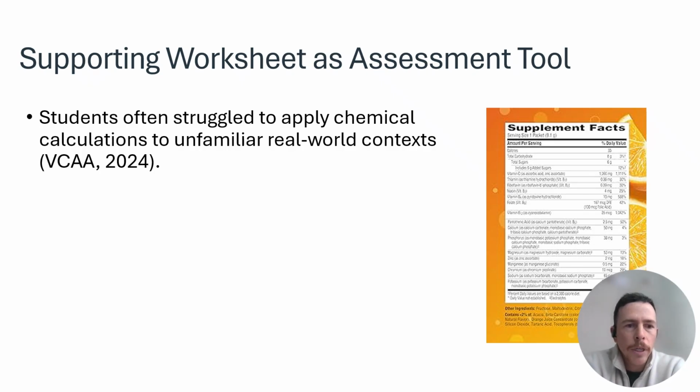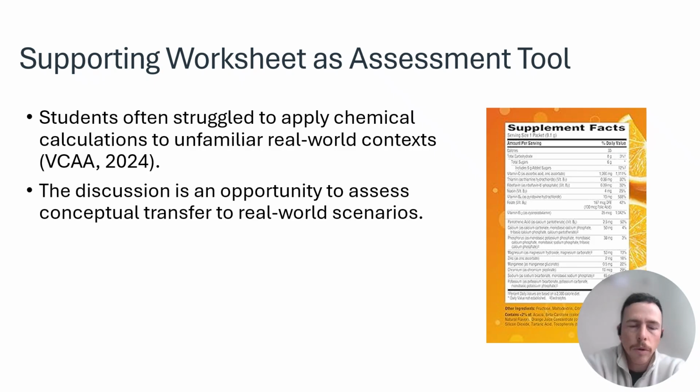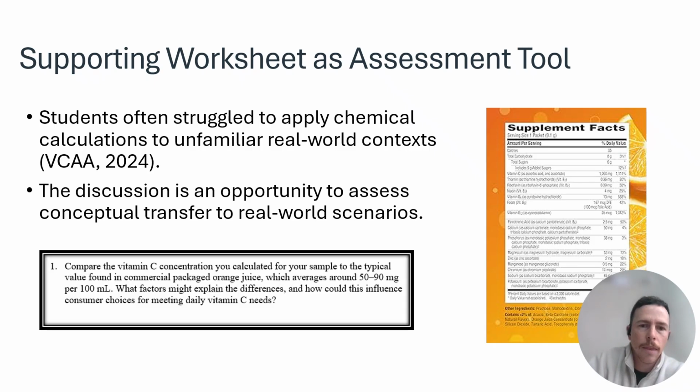And the last one, looking at the real world connections: students often struggle to apply chemical calculations to unfamiliar real world contexts. So the discussion question that we've included offers an opportunity to assess conceptual transfer to a real world scenario where students are asked to look at how vitamin C concentrations can be affected by different factors, and whether this would influence the selection of fresh fruits or different types of products that are available to them. And here we have the question there for you to look over.